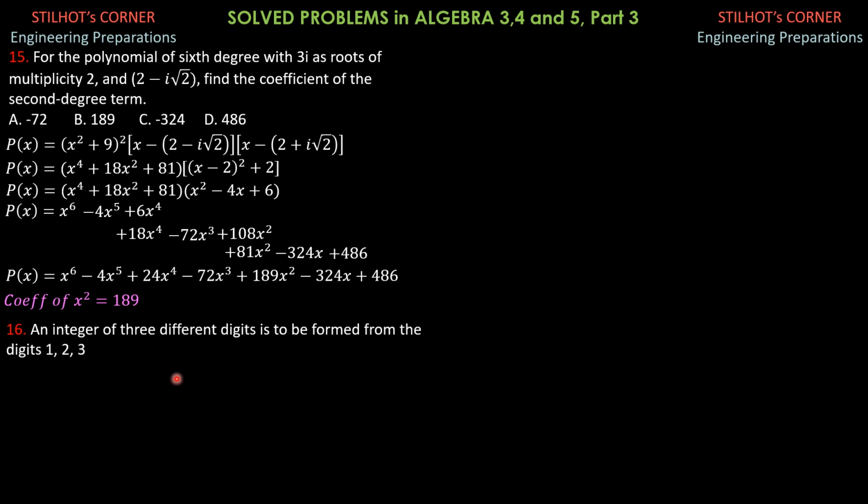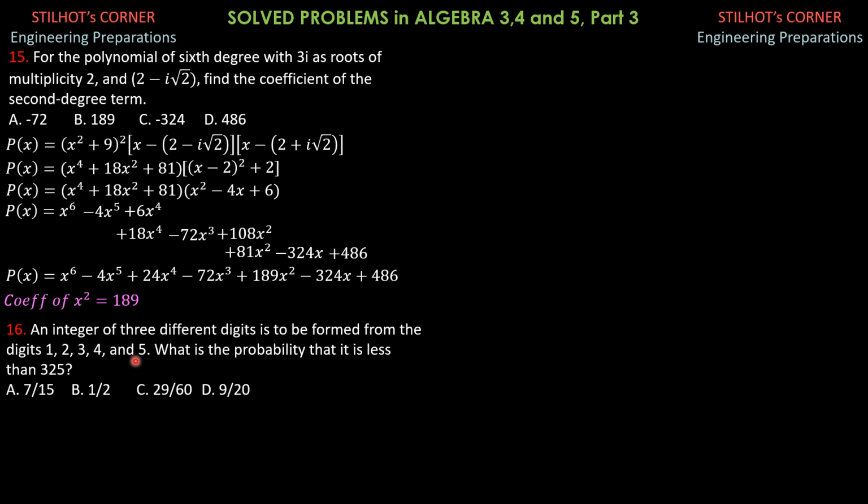16. An integer of 3 different digits is to be formed from the digits 1, 2, 3, 4, and 5. So 5 different digits. What is the probability that it is less than 325? So this is the number of favorable outcomes. Let's have 310 less than I less than 320 first. And it is less than 325, of course.